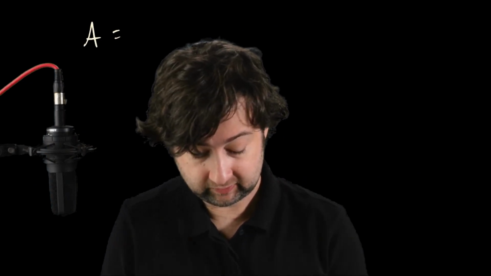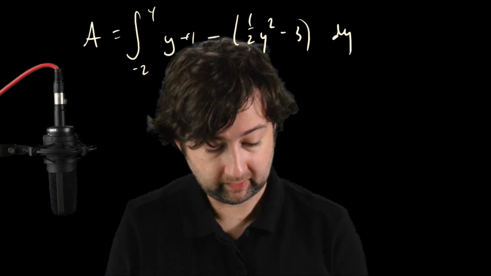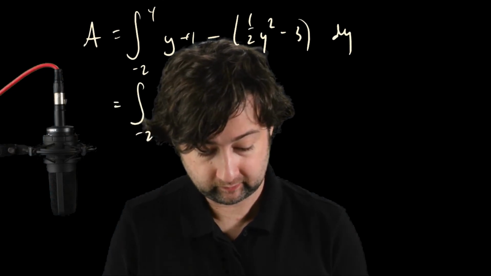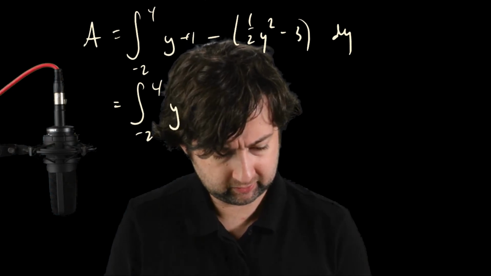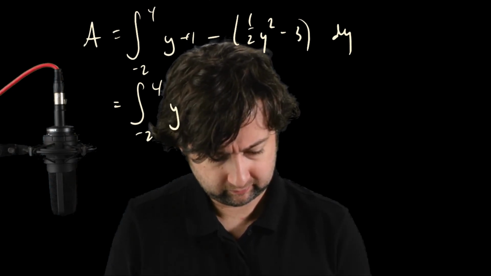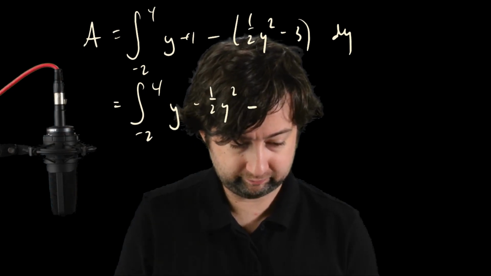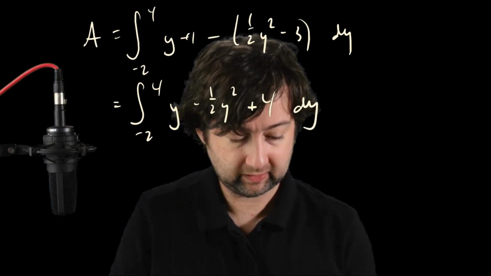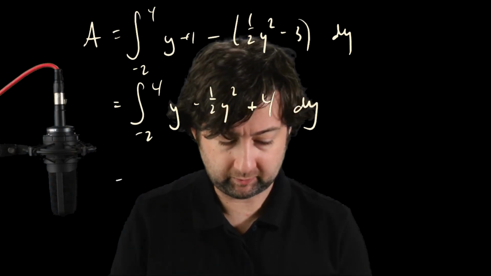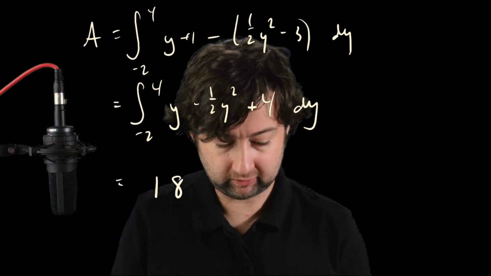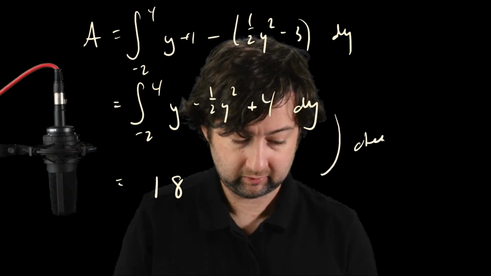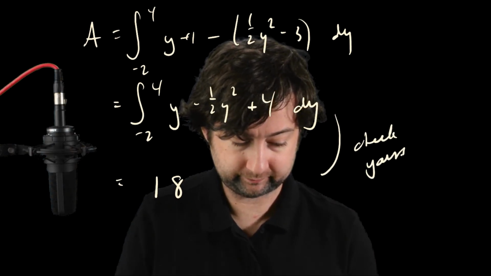So A is equal to the integral from -2 to 4 of y plus 1 minus 1/2 y squared minus 3 dy. So that's the integral from -2 to 4 of y minus 1/2 y squared plus 4 dy. And then if you grind through the computation with the power rule, you should just end up with the answer 18. So this is a check yourself.